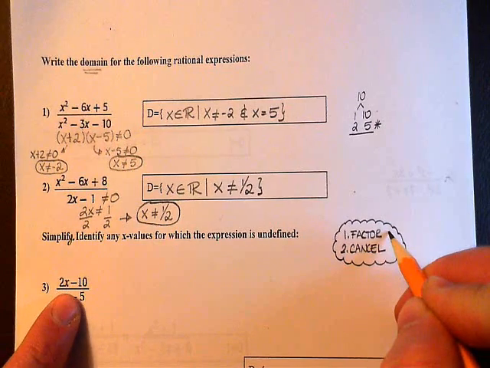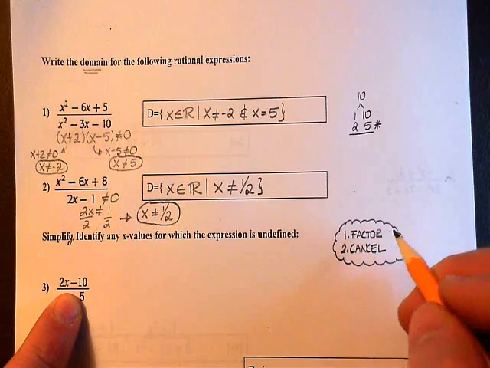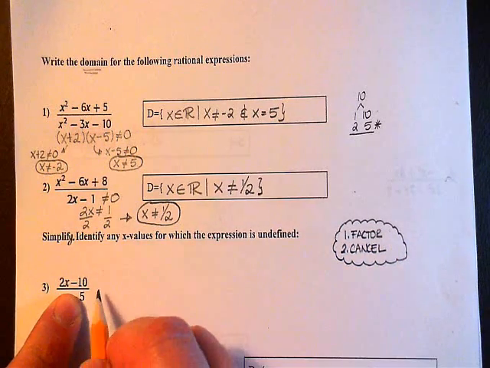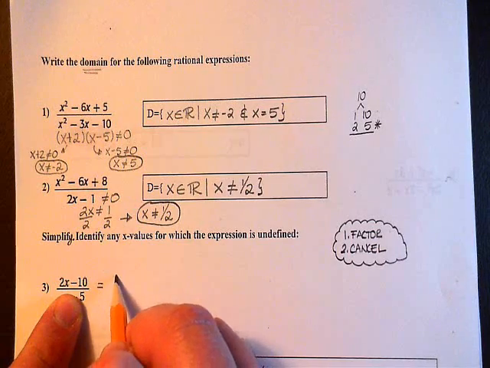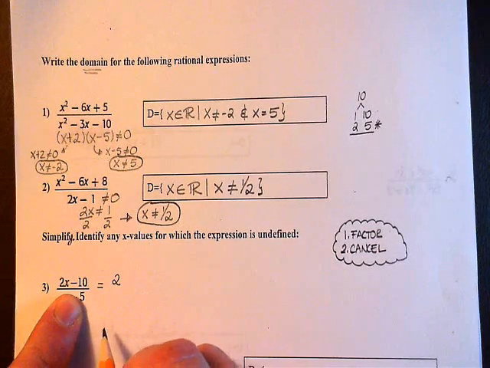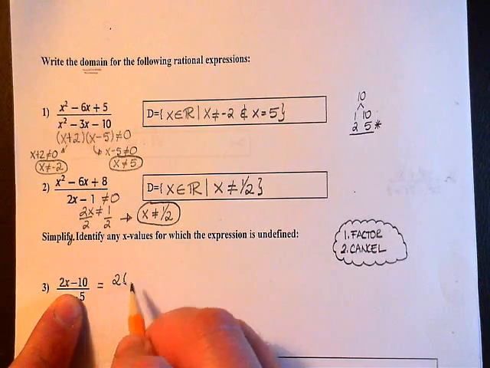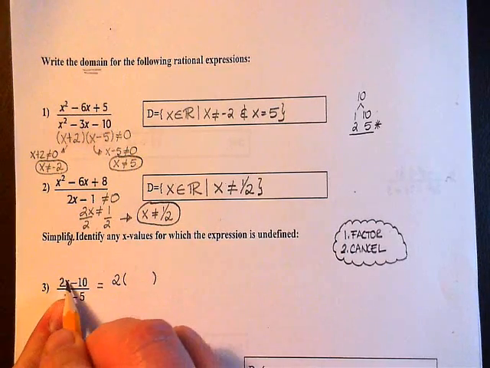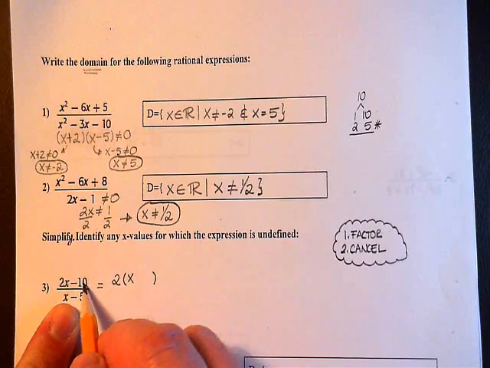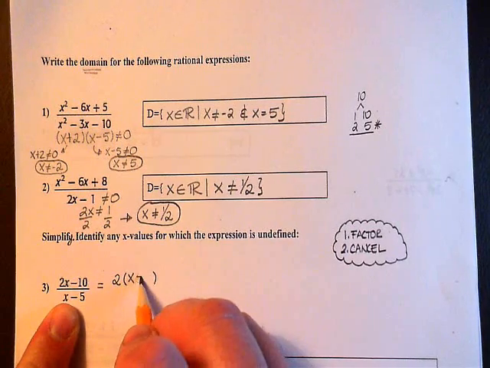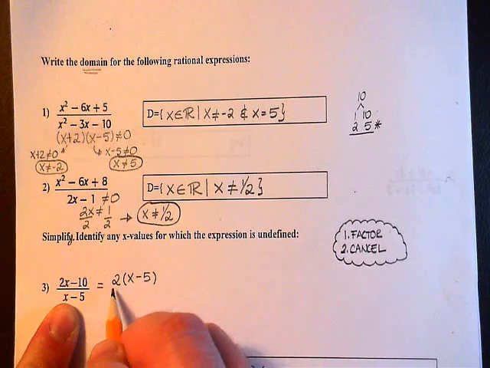So look at the number on the top, the numerator, and ask yourself, can I factor this? Is there a number that goes into 2x and 10? The answer is yes. I can factor out a number 2. If I factor out a 2, 2x divided by 2 becomes x, and negative 10 divided by 2 becomes a negative 5.